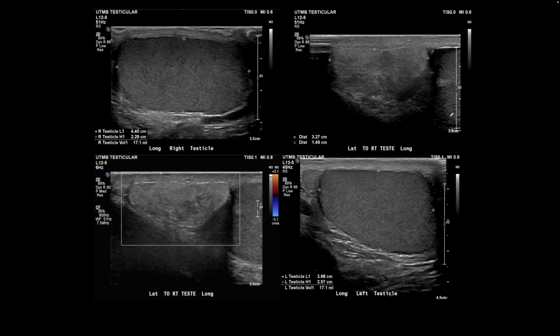This is our next patient, and they presented with a lump in the scrotum, and we performed an ultrasound. So long axis view of the right testicle showing no masses, long axis view of the left testicle showing no masses. So the classical teaching is that intratesticular masses are more likely to be malignant and extratesticular masses are more likely to be benign.